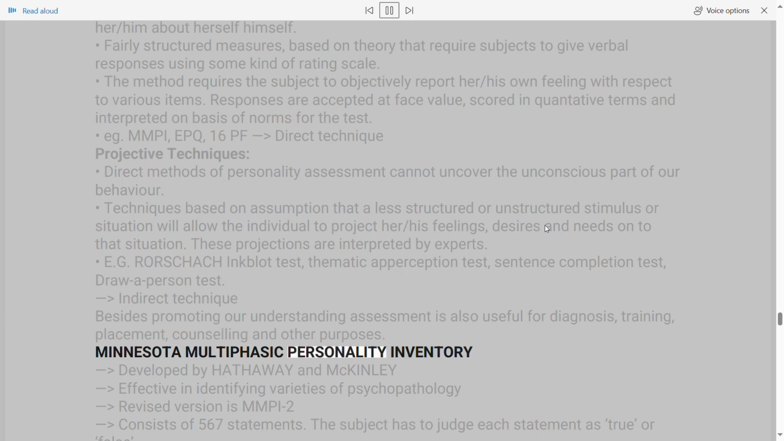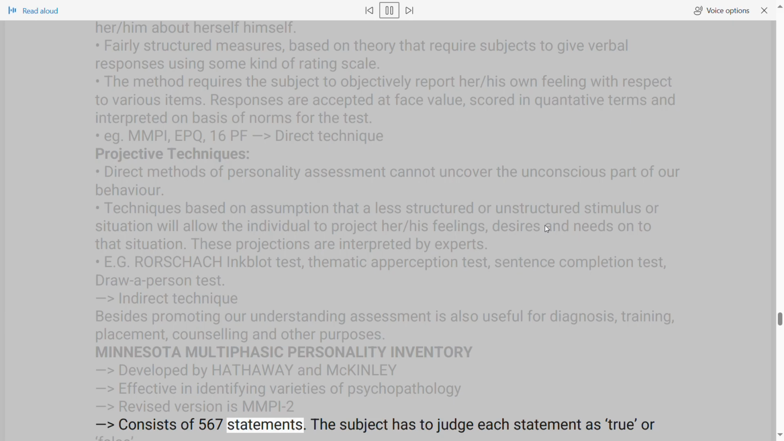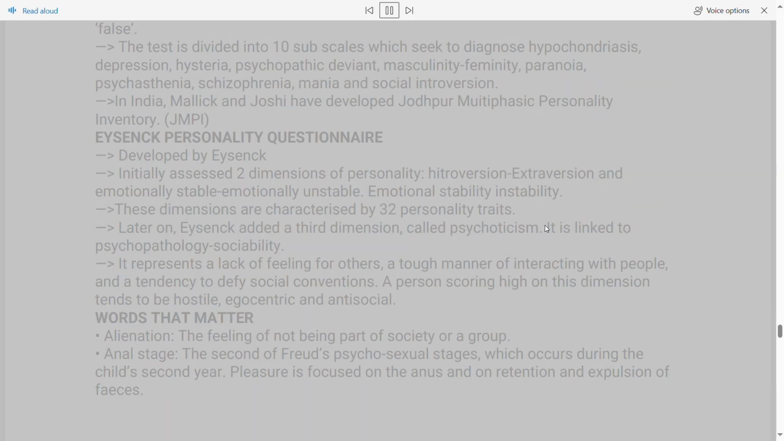Minnesota Multiphasic Personality Inventory, developed by Hathaway and McKinley. Effective in identifying varieties of psychopathology. Revised version is MMPI-2, which consists of 567 statements. The subject has to judge each statement as true or false. The test is divided into 10 subscales which seek to diagnose hypochondriasis, depression, hysteria, psychopathic deviant, masculinity-femininity, paranoia, psychasthenia, schizophrenia, mania, and social introversion.